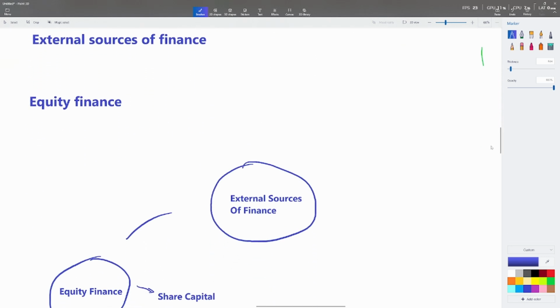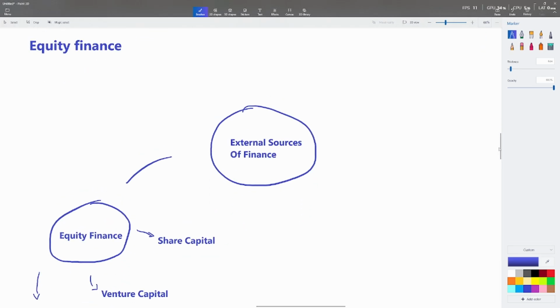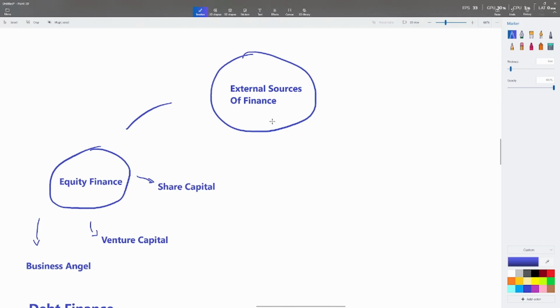So let's look at the external sources of finance as well. The first one is equity finance. Equity finance means that you're essentially giving up a part of your business for money. So you have your external sources of finance, and the first one is equity finance. Let's start with the business angel.